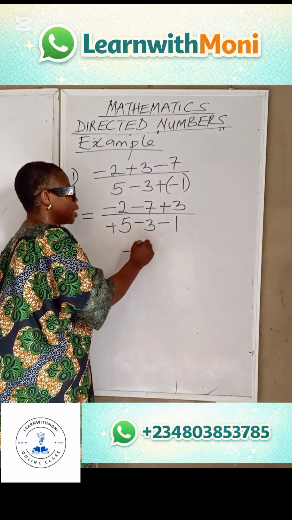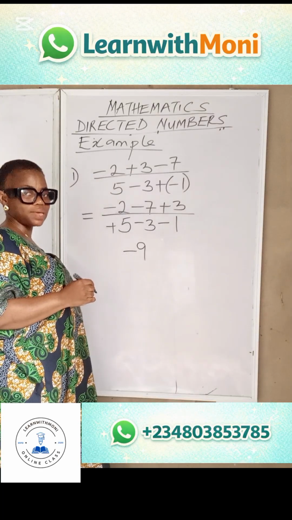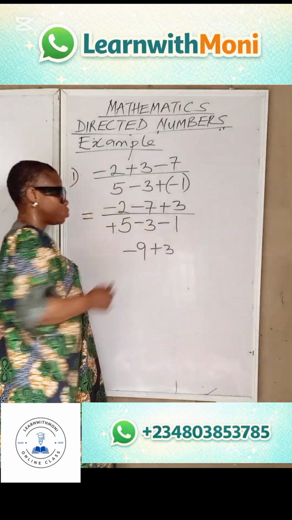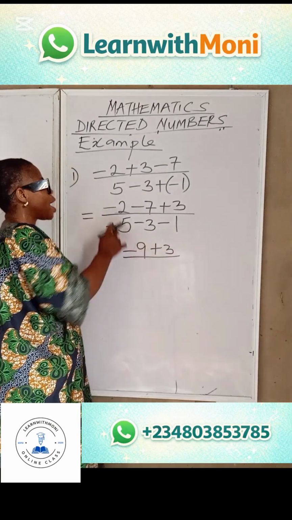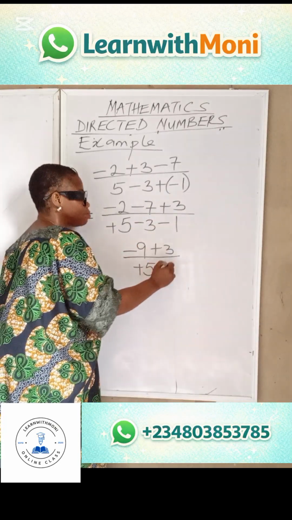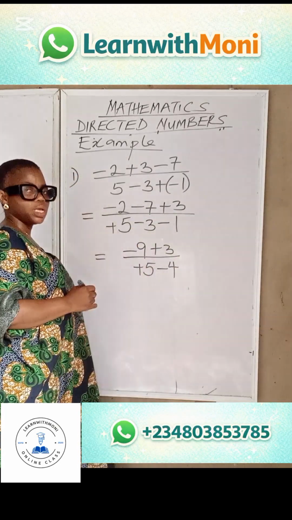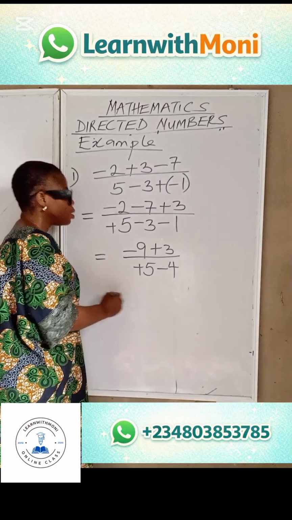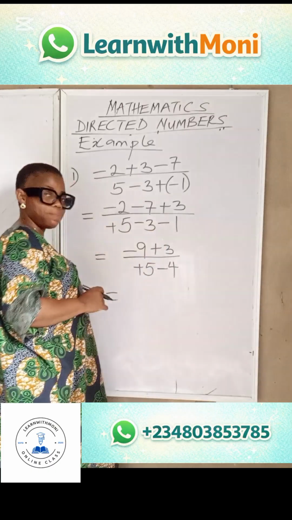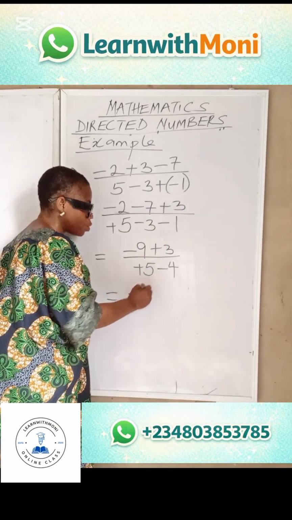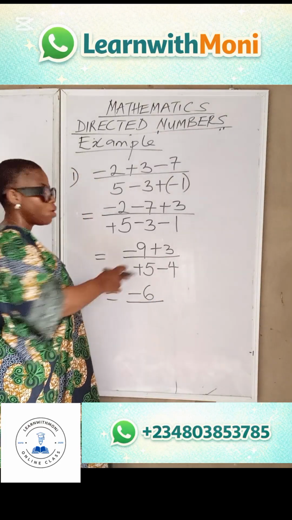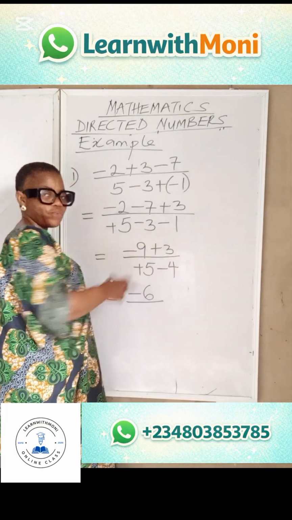So at the numerator, at the top, we have minus 2 minus 7. That is minus 9. You are owing 2, you are owing 7. That means you are owing 9 altogether. Then this is plus 3 at the numerator. Then the denominator, I have positive 5 minus 3 minus 1. That is minus 4. Let's go with the numerator first again. Minus 9 plus 3. I am owing 9, I have 3. The balance of such account is, I will still be owing 6. That is minus 6.